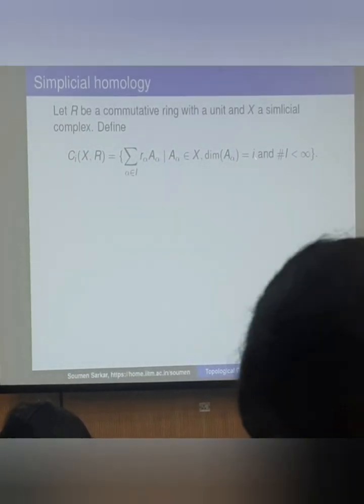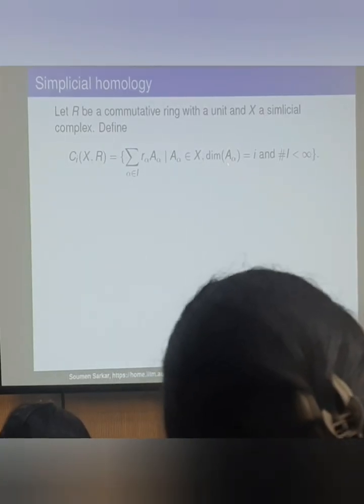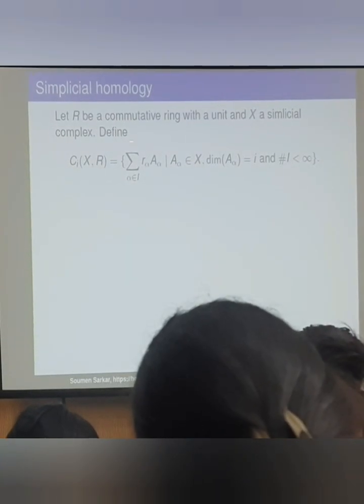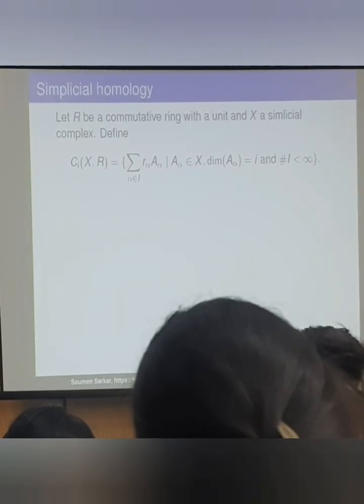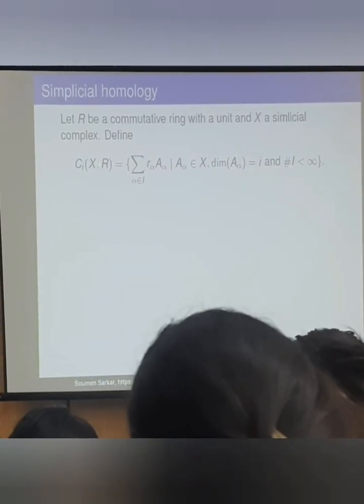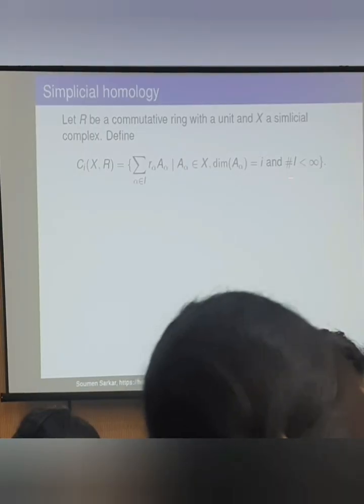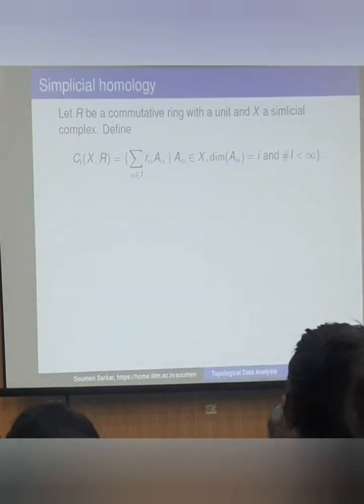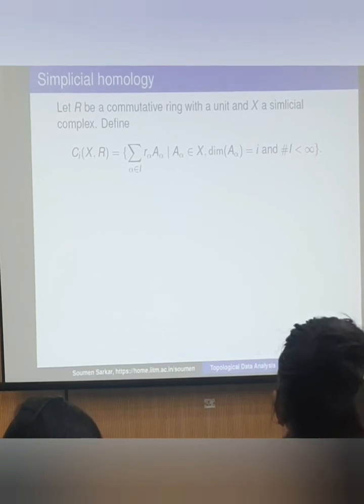So we just took the set of all i-dimensional simplices from this collection. Then we made the formal sum. That's easy, with coefficients coming from this V. And we said that okay, we will take this one. That is called the ith chain complex.